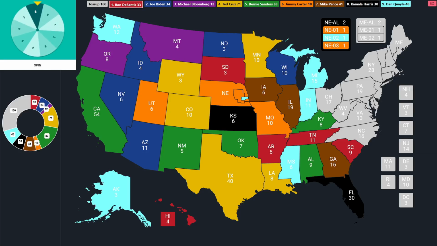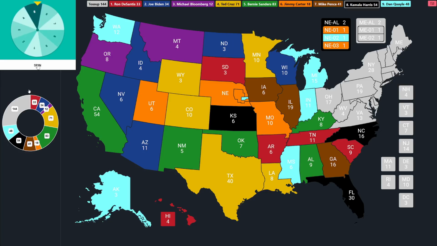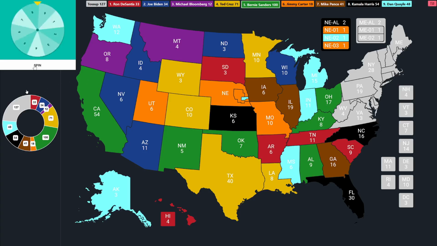Number 8, Harris picking them up. Now we jump up to Ohio. 17 more. And this state is going to be claimed by Bernie Sanders, number 5. That puts him at an even 100. We go next door to West Virginia. They've got 4 more. And these 4 are coming to Ron DeSantis, number 1.